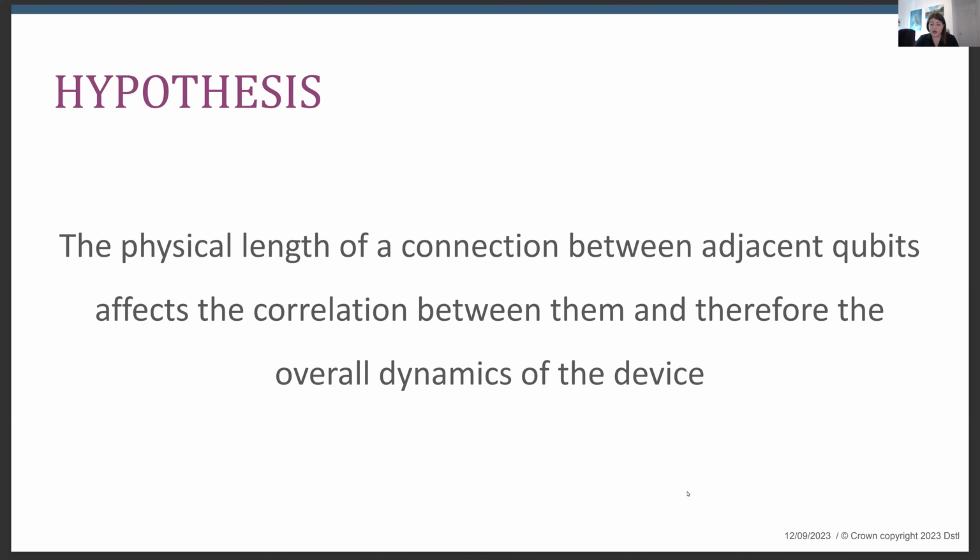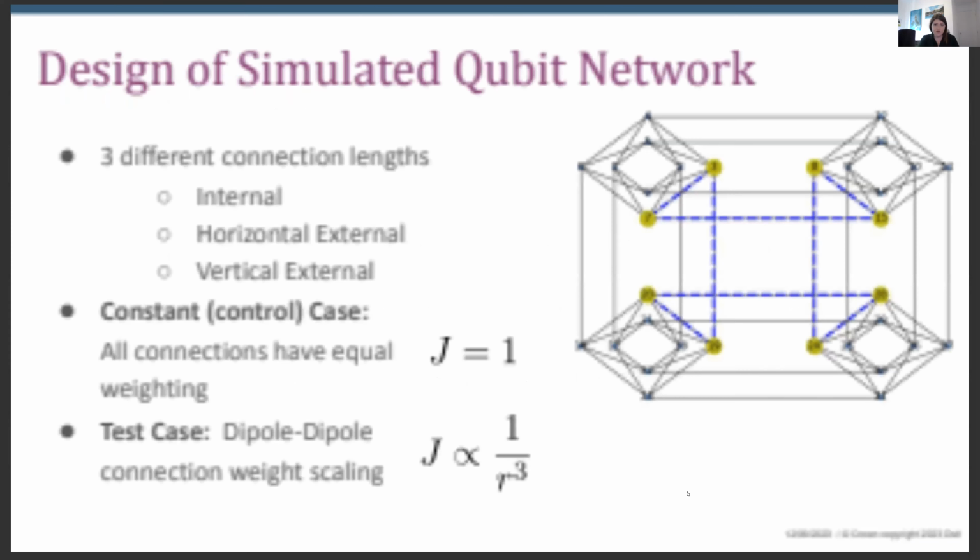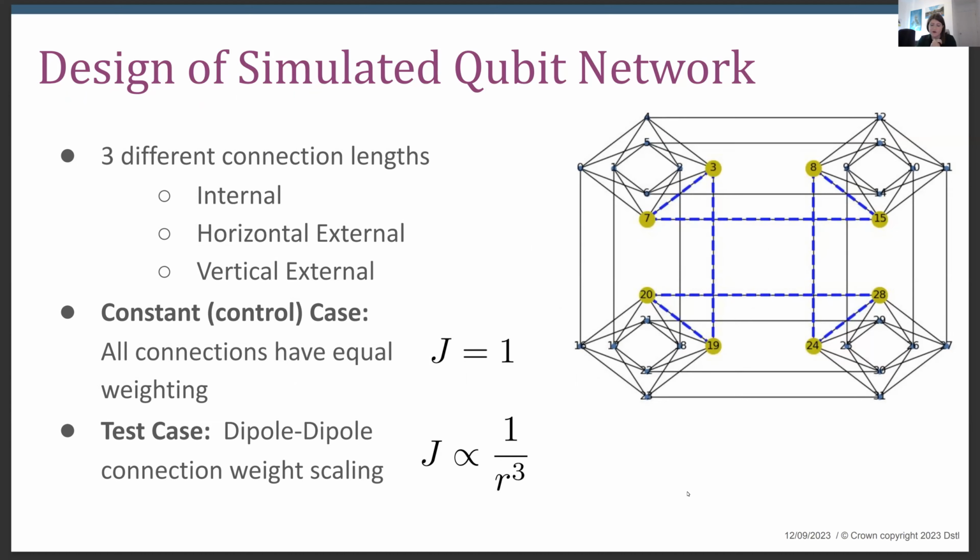So we understand that these are physical qubits, they're not just nodes in a graph, and therefore their physical positioning and how well they're isolated from each other or not isolated from each other will affect the correlation between them. So we designed a simulated qubit network. And again, it's important to remember that this is just a diagram. These are a simulated qubit network. We chose the Chimera architecture because we're inspired by the Los Alamos paper, but this is just a model of a spin network.